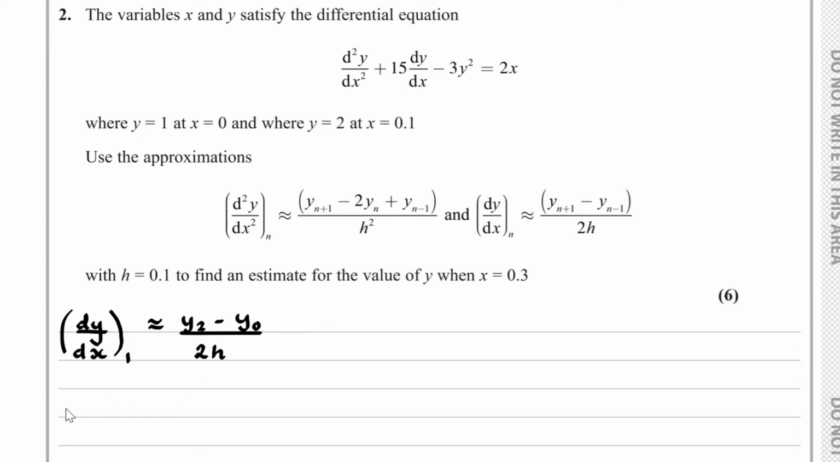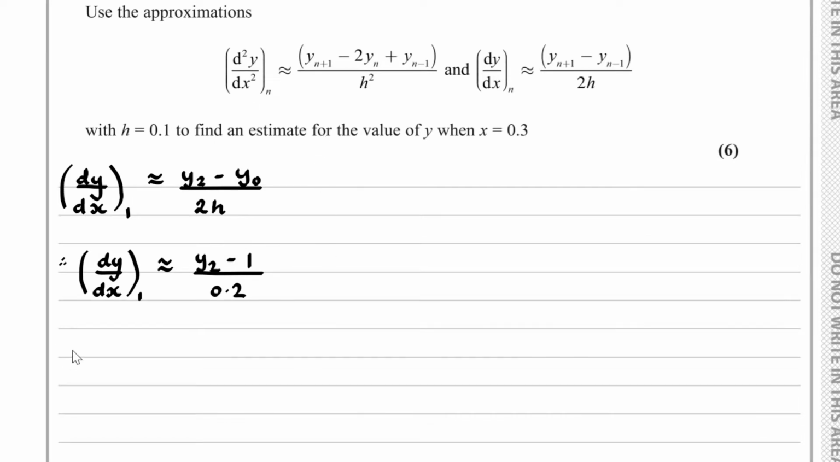we can therefore conclude that dy over dx1 is approximately equal to y2 minus 1 over 2 times by 0.1, which is 0.2.